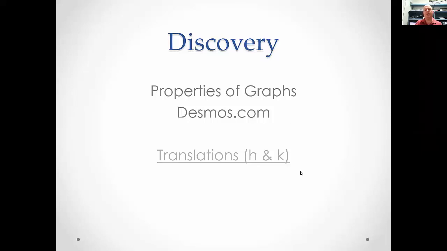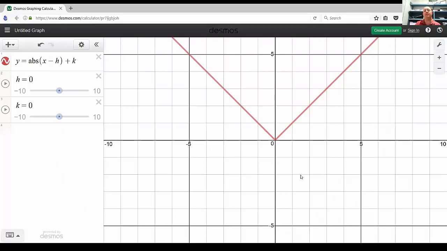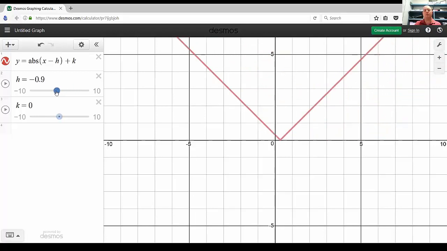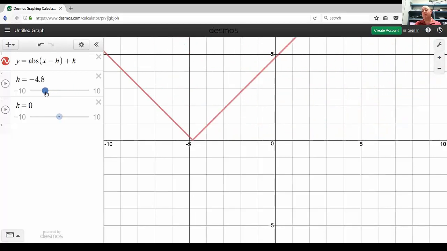On the screen, I have the graph of an absolute value function, and I typed it in the bar as y equals absolute value of x minus h, added to k. And I created two sliders for h and for k. And that allows me to look at what each value does to the graph. So if I grab the slider and I slide it to the right or to the left, we see what happens to the graph.